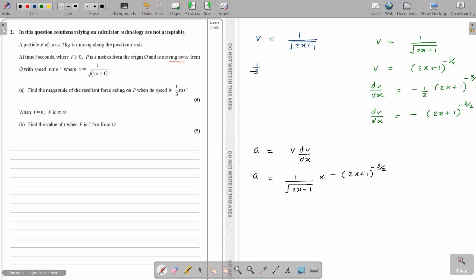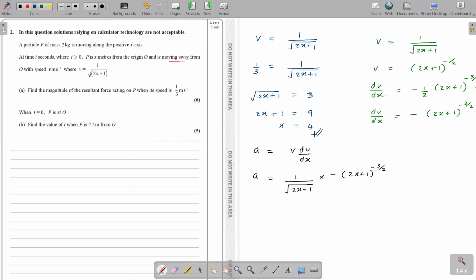So v is 1 over 3, equals 1 over root 2x plus 1. Root 2x plus 1 comes across as a multiplication, and the 3 goes as a multiplication: 1 times root 2x plus 1 equals 3 times 1. Do you agree with me? Now remove the root by squaring both sides: 2x plus 1 equals 9. So x equals 9 minus 1, 8, divided by 2, x is 4. Do you agree? So when the speed is 1 over 3 meters per second, the respective x value is 4.